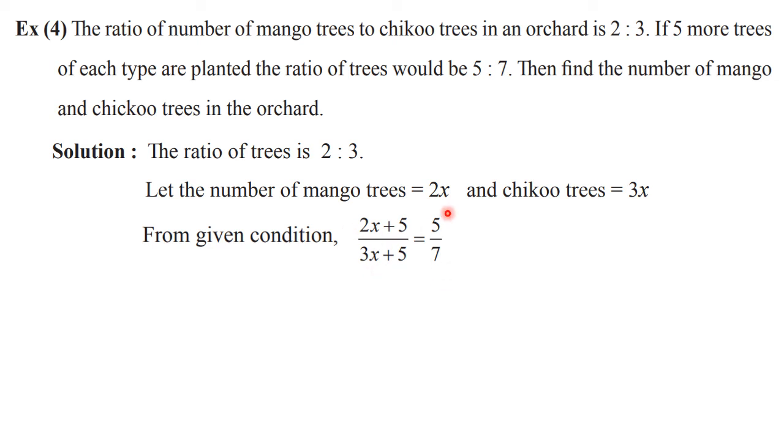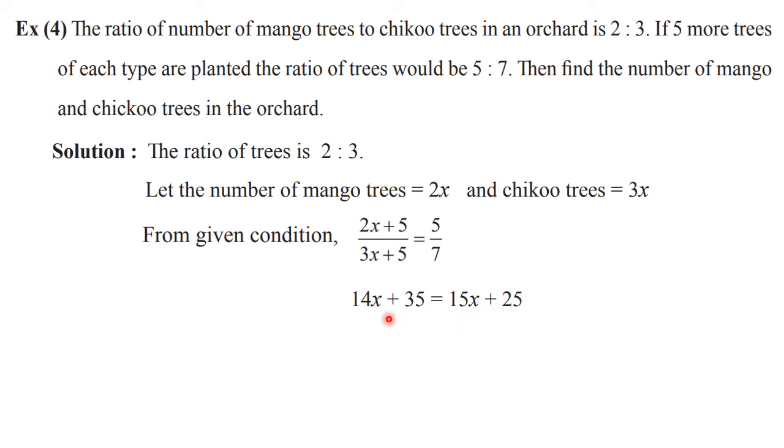Now you can solve this. This is an equation. Okay, so cross multiply here. See, 7 into 2x is 14x and 7 into 5 is 35. So 14x plus 35 here we will get. Similarly, if we cross multiply here, 3 fives are 15, so 15x we will get here, and 5 fives are 25. So the equation will be like this: 14x plus 35 is equal to 15x plus 25.